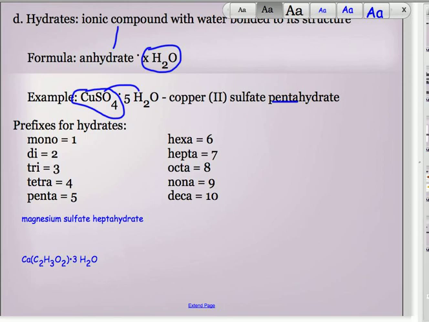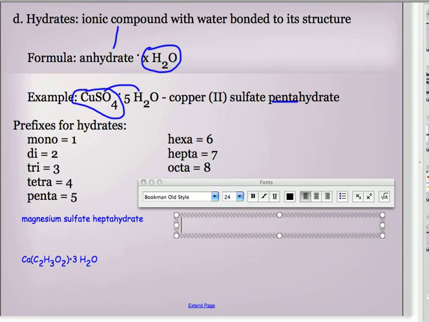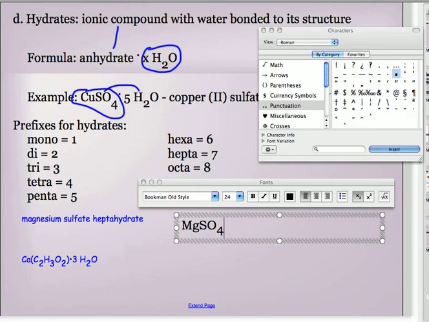Alright, so this first one down here, magnesium sulfate heptahydrate. We're going to do the magnesium sulfate first, because that is just a normal old ionic compound. So what you should find is that it should be MgSO4. And again, that's balanced charges and everything. And then let me just put in my dot here. Oh, that's not what I wanted. The dot just shows that they are bonded together.